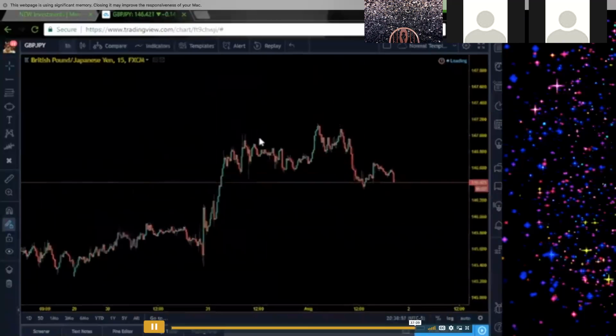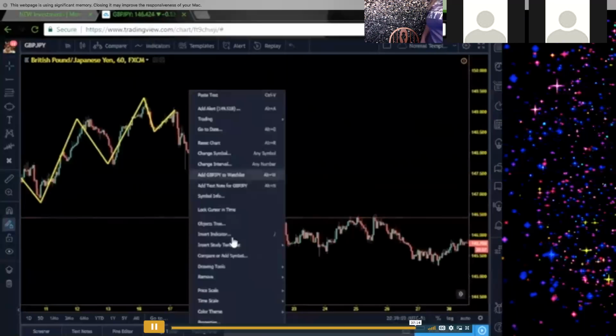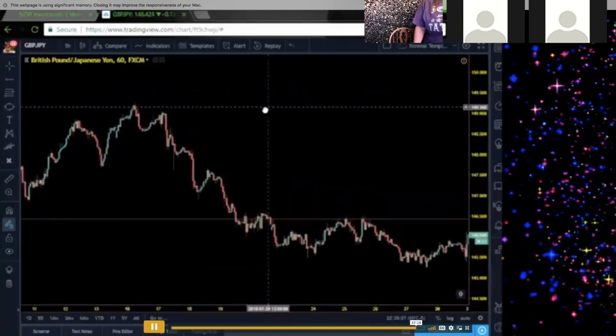All right, guys. Here is what I want y'all to do. I want y'all to pull up a pair, any pair. And yes, guys, you will notice that the lower you go, the messier things get.